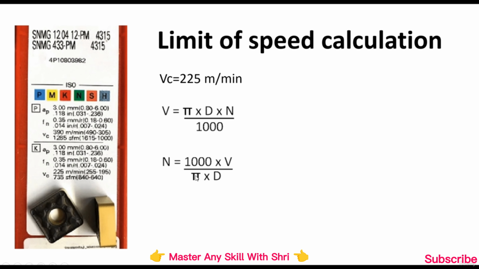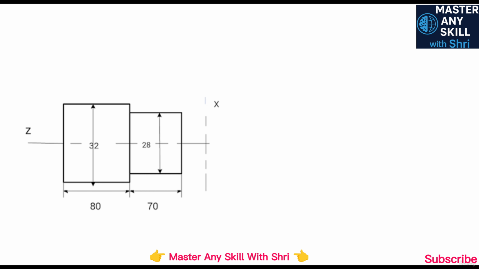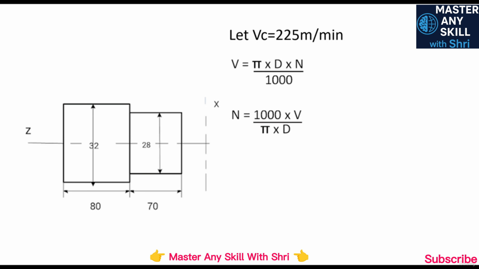So let's rearrange this formula. N is equal to 1000 multiplied by V divided by pi into D. So we have to find this maximum spindle speed, and we have to put all these values in our formula. Let's see how to do this with the help of one example. Here we have taken cutting speed as 225 meter per minute, and this is the formula that we have recently seen. So let's put all the values in this formula.